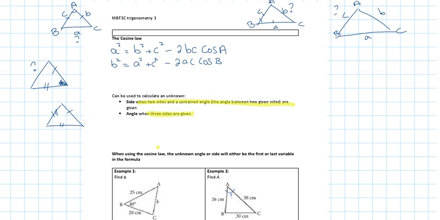So what would be the formula if I'm finding C? Number one, what would be given to me? Okay. So C squared equals?